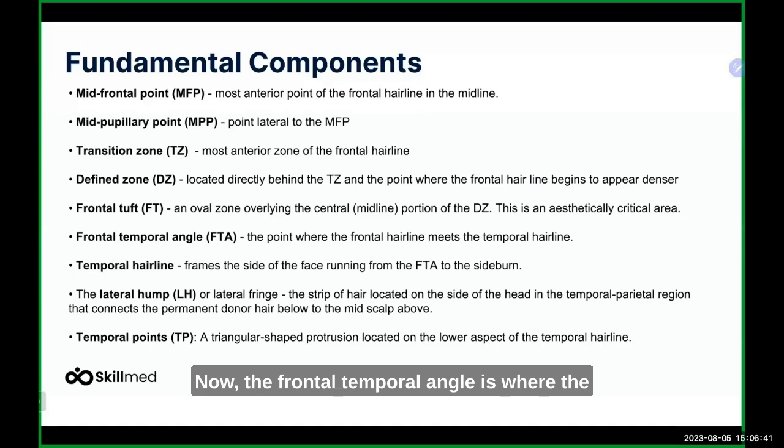Now, the frontal temporal angle is where the frontal hairline will meet the temporal hairline. So obviously, when we design a frontal hairline, we use our mid-frontal point. And as this reaches the temporal areas, we have our frontal temporal angle. I will discuss the importance of this further along in this presentation. The temporal hairline will frame the side of the face, and this runs from your frontal temporal angle to the sideburn. Again, this is a very important landmark that physicians should be using when mapping out frontal hairline design.